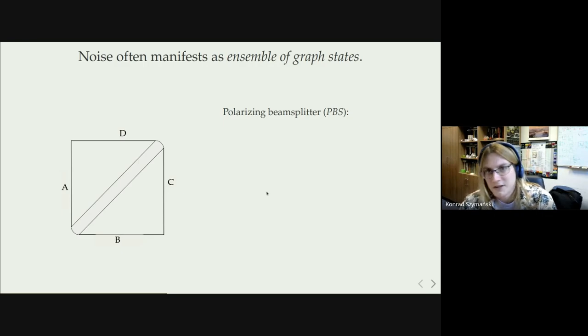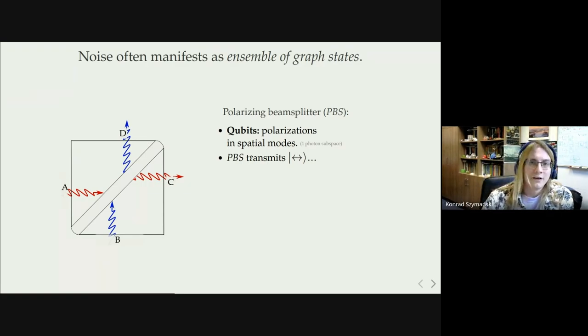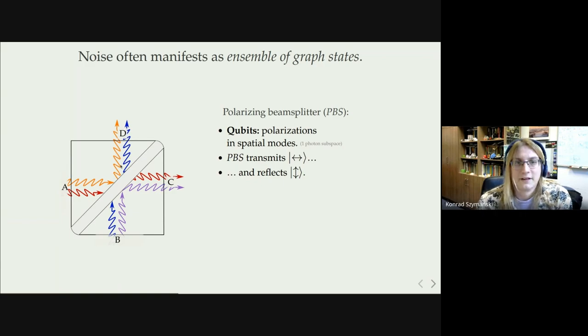So they are using these polarizing beam splitters, which, just as the name suggests, react differently to different polarizations. So a polarizing beam splitter might transmit horizontally polarized light, and the qubits are encoded exactly as polarization degrees of freedom. So the spatial modes of the light are the same, but the qubit is in one when it's horizontal light, or the qubit is in zero when it's vertical light. So the polarizing beam splitter transmits horizontal light and reflects the vertically polarized light.